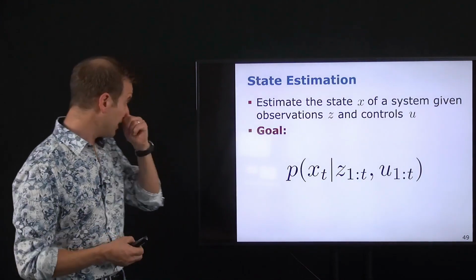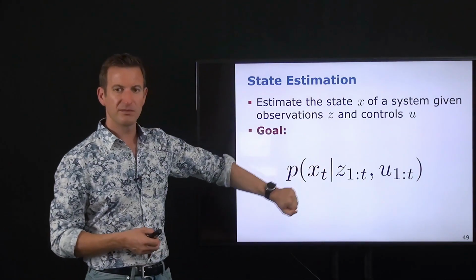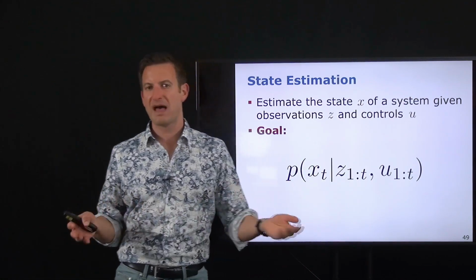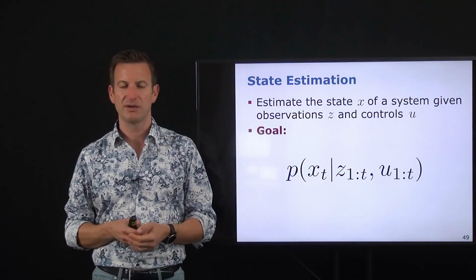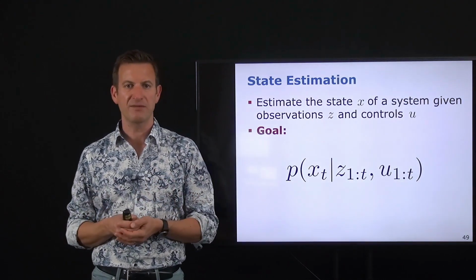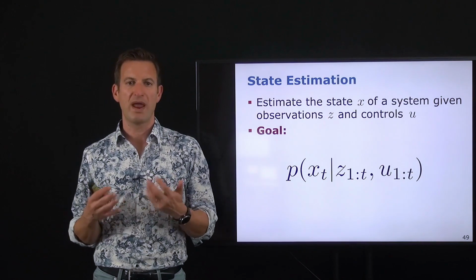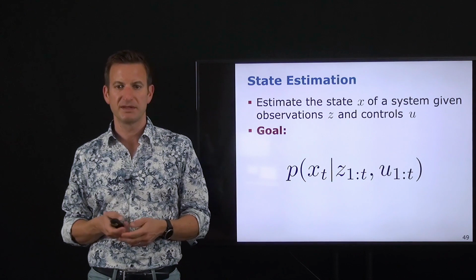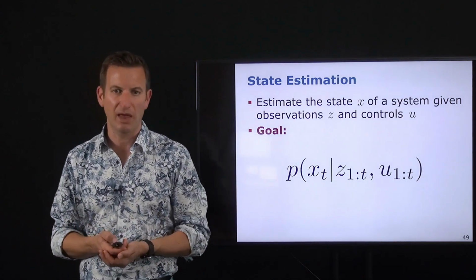So again, we start with this one. That's what we want to estimate. P of xt, so where are we right now, given all the observations from the past and the control commands from the past. So in this example before, these were the two motion commands and the two observations I had from that platform. And now I want to estimate where am I, given that I have no idea where I was before. And that's where we're going to head to now.